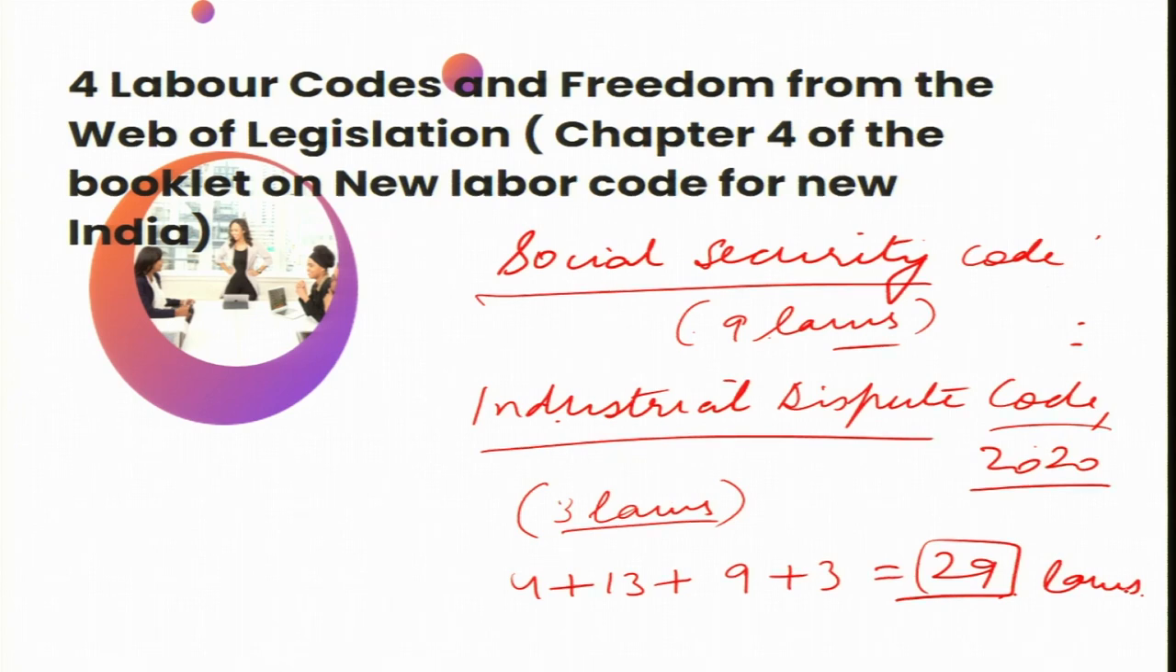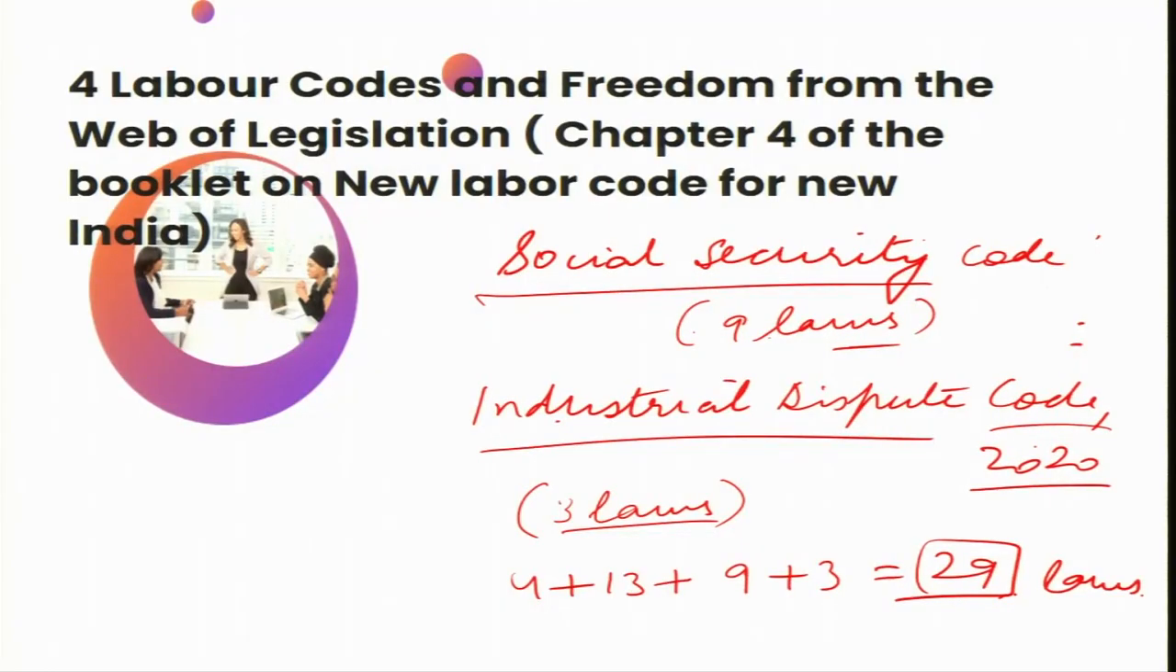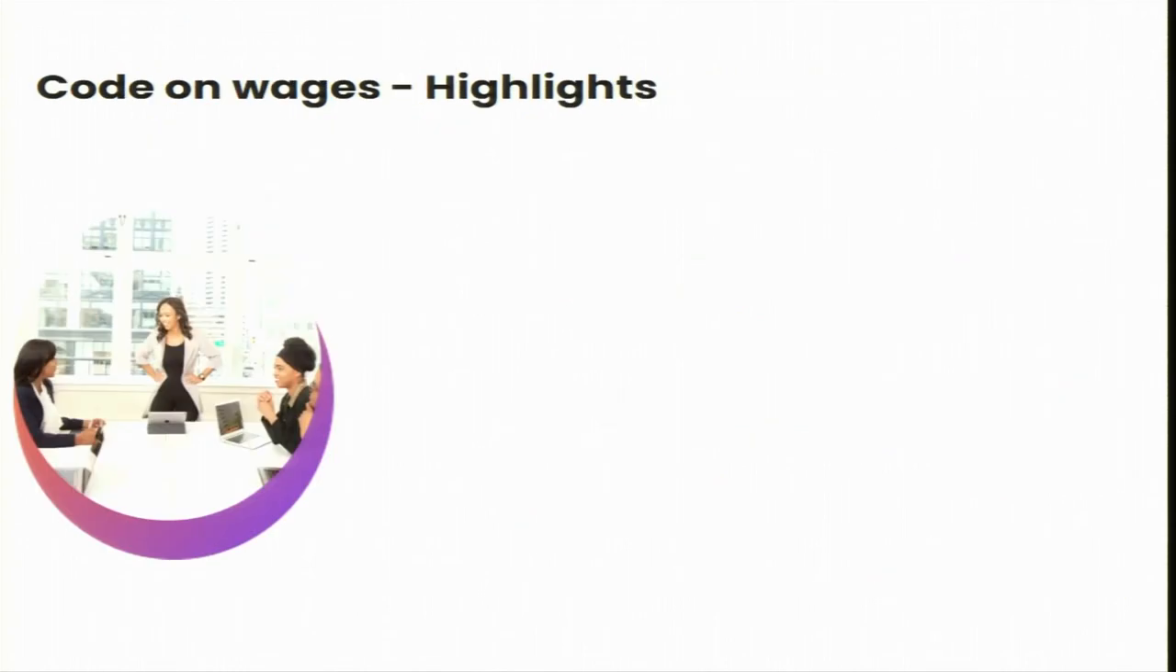Now let's delve deeper into all these codes. It's very important for us to understand what these codes actually talk about, what kind of benefits they bestow, and how they have been very successful in doing so. Now I'm going to present you with some highlights on why these codes are important, pertaining to the code on wages, code on social security, code on occupational safety, health and working conditions, and more so I would be throwing some light on industrial disputes also.